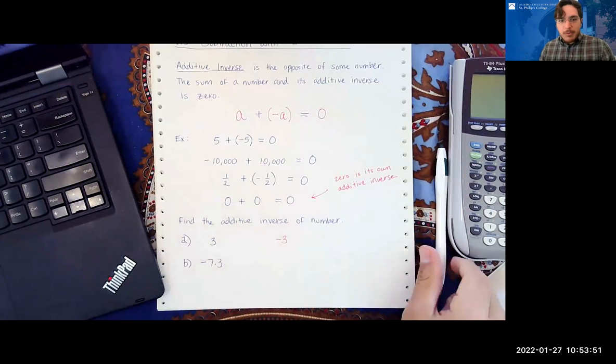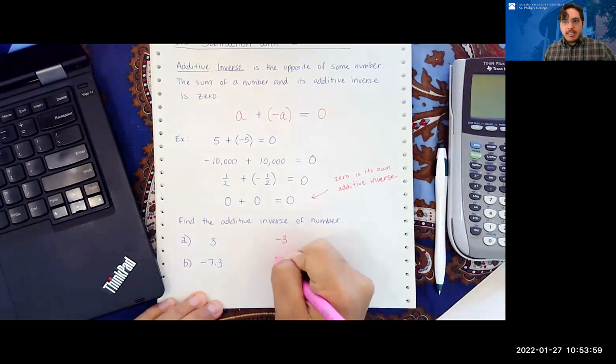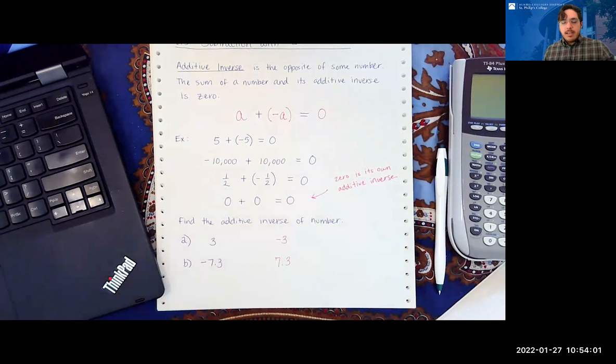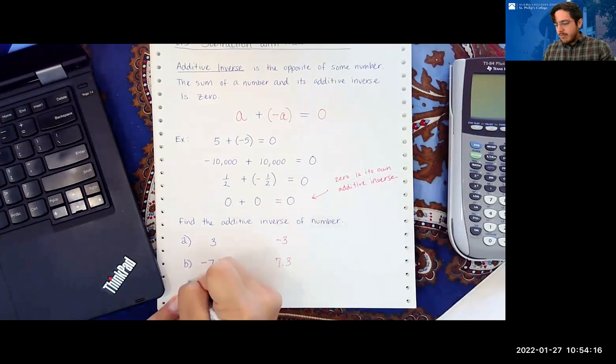-7.3, what is its opposite? Positive 7.3? Yeah, positive 7.3. We don't have to put a plus sign in front of it to identify it as positive. We understand that if you just write a number and it doesn't have a sign, it's automatically understood to be positive. What is the additive inverse of negative 9.2?